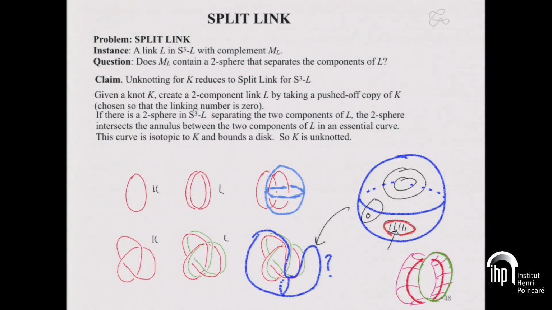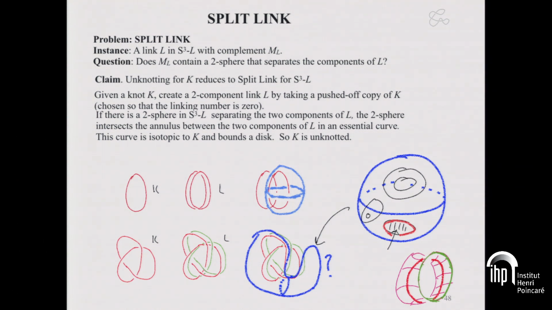So here's the argument that you will never get the unknot if you take a push off of a knotted curve. You'll never get a split link, rather. You'll never be able to fit a two-sphere between these two components. Suppose we could. Now, these two components have an annulus running between them, right? We've just taken a copy of the knot and pushed it off in one direction. So there's a little annulus there. And that two-sphere must intersect the annulus because it separates the two components.